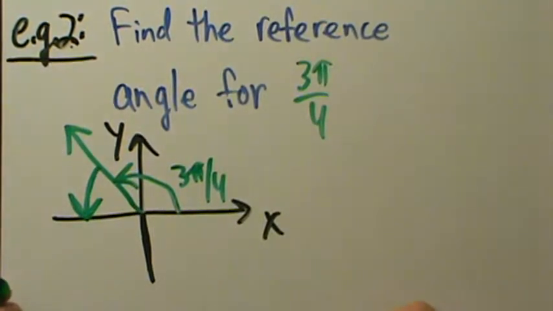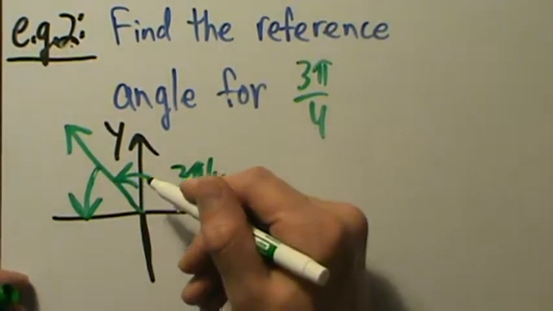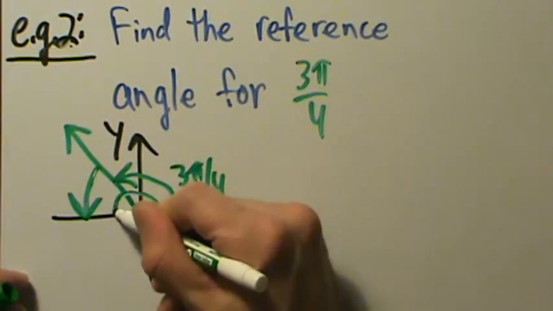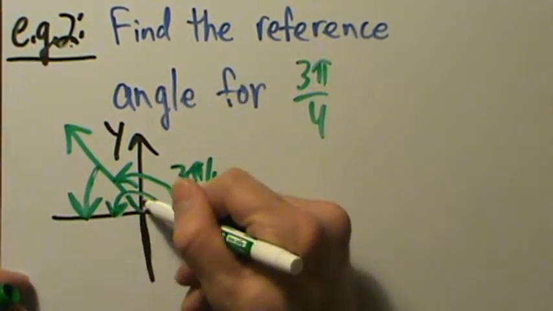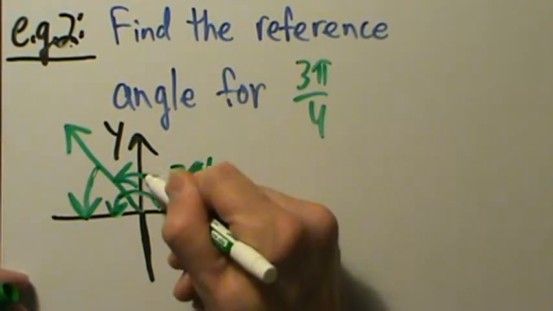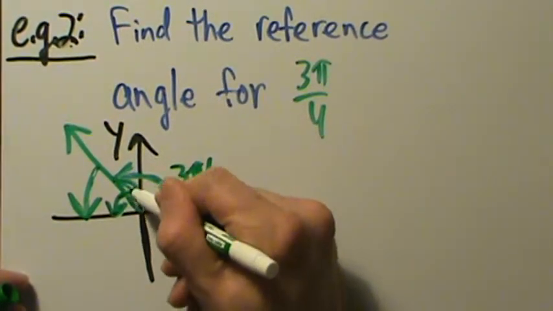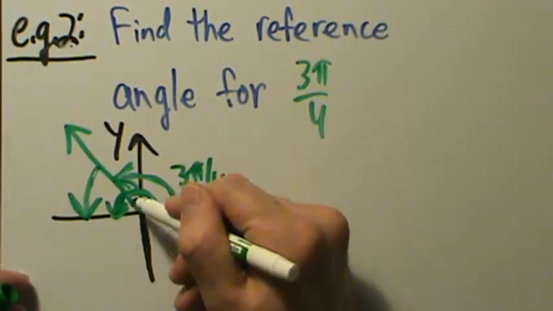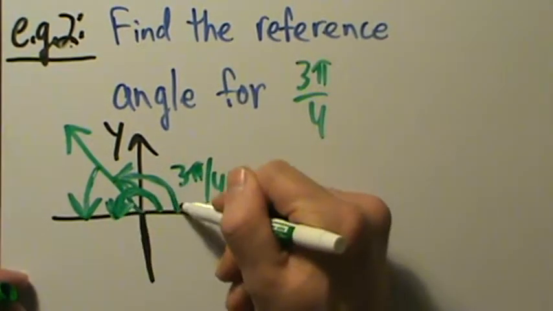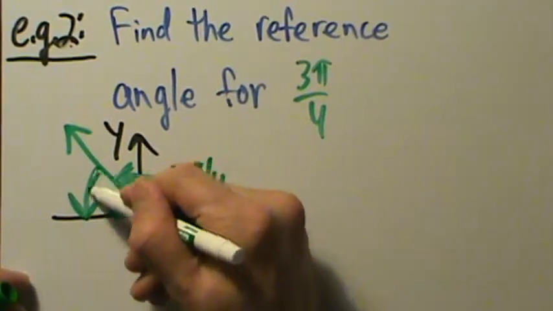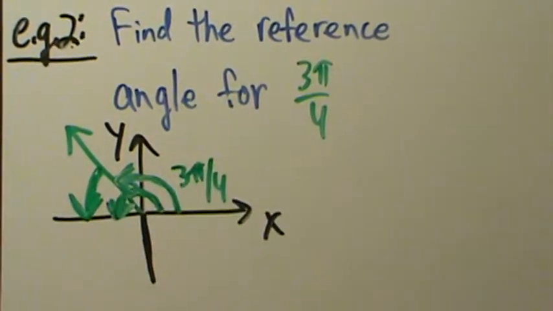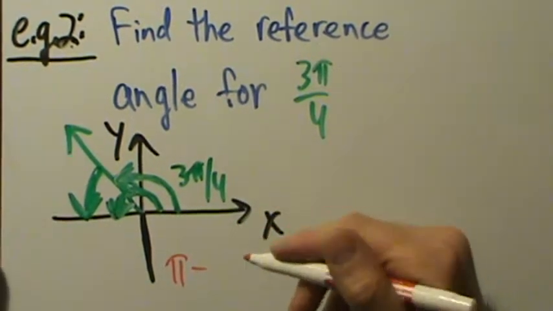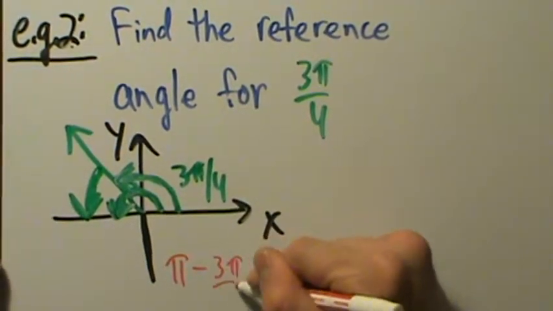So what we do is, since we're in the second quadrant, we want this right here. So what we could do is go all the way around pi. Okay, we can go pi radians around, subtract off this stuff that we don't want, so that we'll just be left with this. Okay, go pi around, subtract off this given angle, so then we'll just be left with this. Okay, so the reference angle then is going to be pi minus 3 pi over 4.